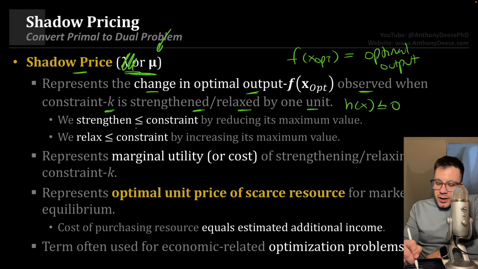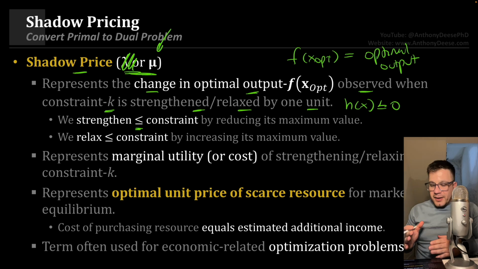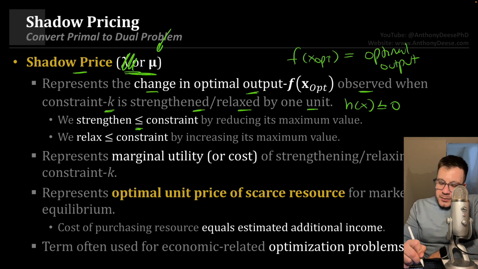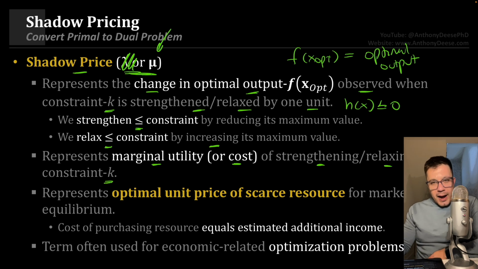Okay, so when we talk about strengthening a less than or equal to inequality constraint, what we're doing is reducing its maximum value, because that value represents the range within which the system may feasibly exist. And so if we reduce that upper bound, we're tightening those constraints. And we relax the less than or equal to constraint by increasing its maximum value. Now, the shadow price represents marginal utility or cost of strengthening or relaxing a constraint k.